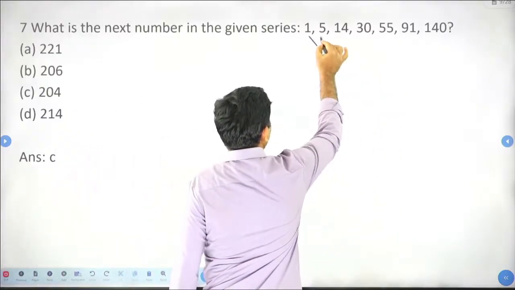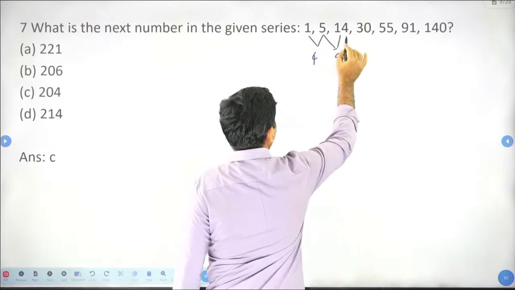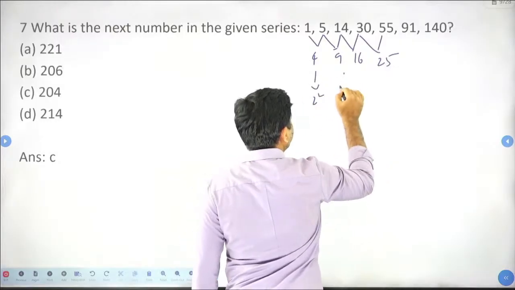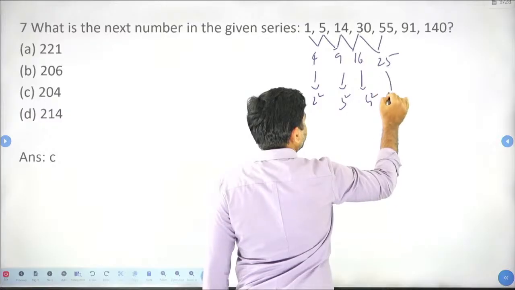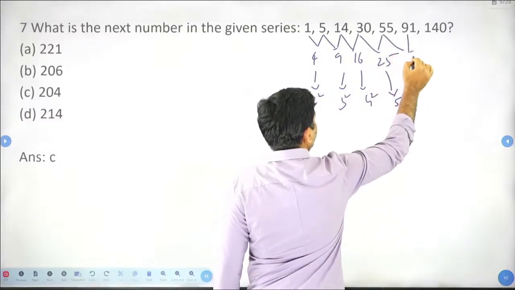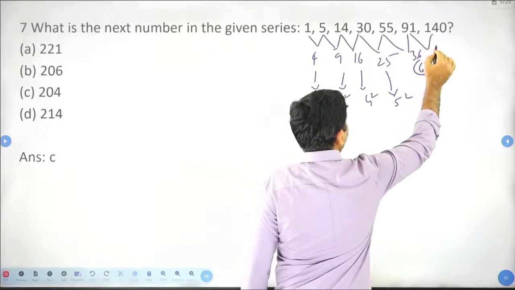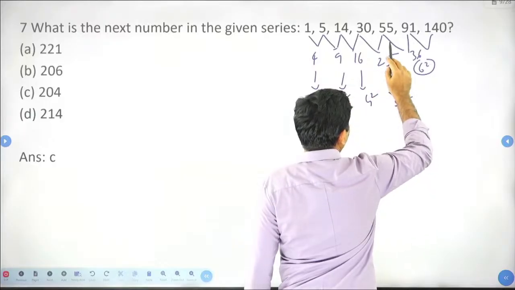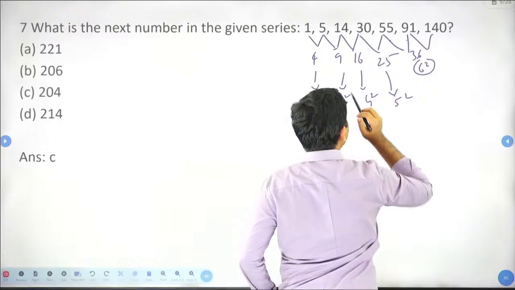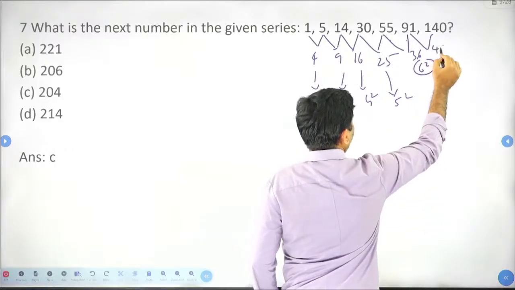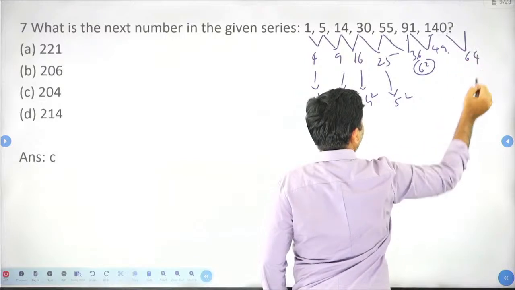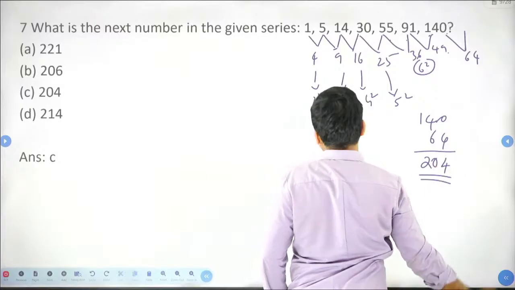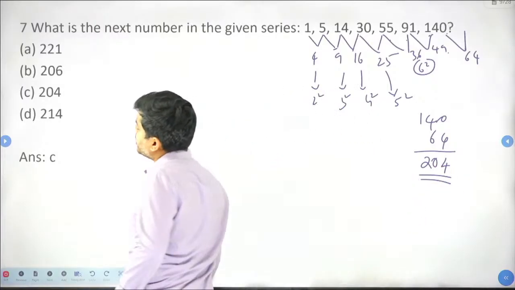See the difference? 4. Here difference? 9, 16, 25. What is your observation? They are squares, perfect squares. 36, 6 square. Next 49, sorry, 1 second, 25, 36. What is missing here? Yeah, 49 means 140. Then add 64. 140 plus 64, answer is 204, right? Option C.